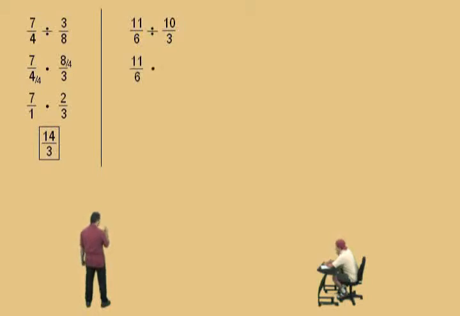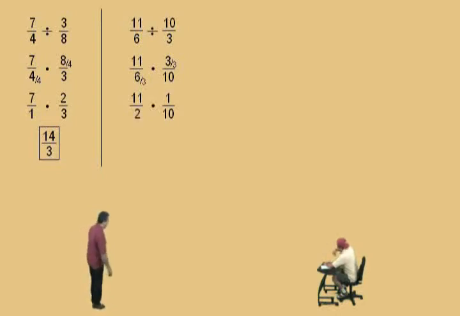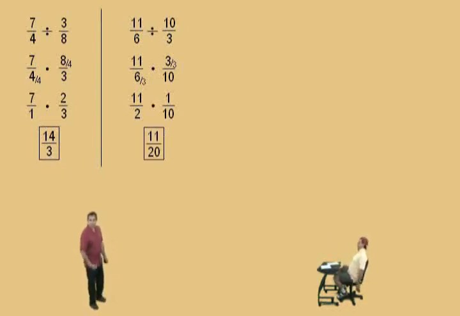Take division and change it to multiplication and take the reciprocal. Very nice. Now, can we reduce anything? Yes. That's right. We can divide the 3 and the 6 by a 3. And so what's 3 divided by 3, Charlie? 1. And 6 divided by 3? 2. Very nice there, Charlie. And what's our answer? Bring us home. 11/20. Very nice there, Charlie.